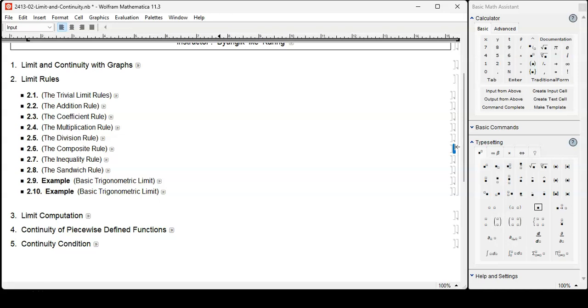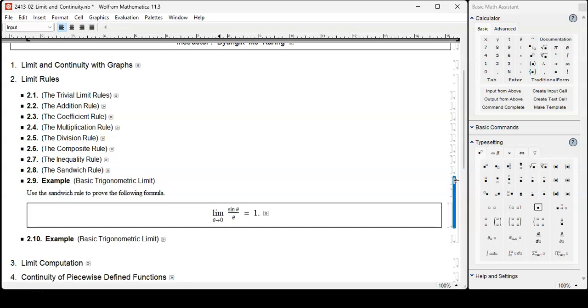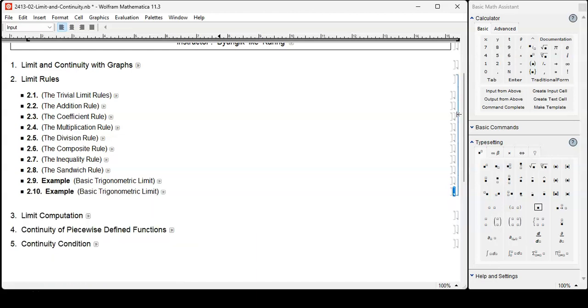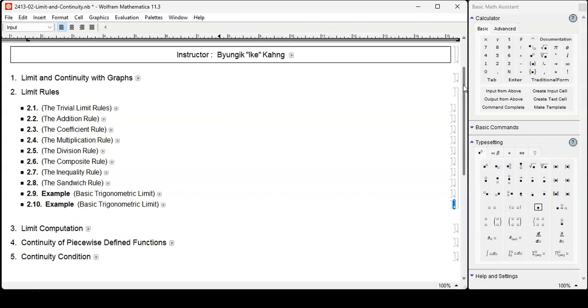Let's see, do we have an example here? Oh my! Let's discuss this in a separate video because this is the advanced topic I told you about. This one is an optional topic. Otherwise all done. So let's say section 2 is done.